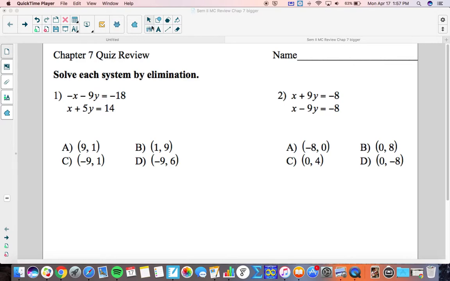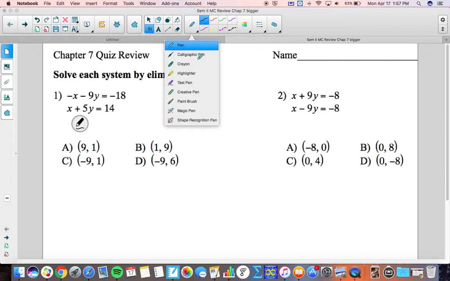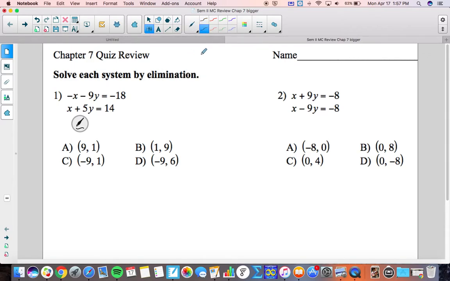Today we're going to be reviewing Chapter 7. You learned this at the start of February or the end of January. So it's been a couple months and your final's coming up, so it's a good thing to review so we're not cramming everything at once. So we're going to be looking at systems of equations.